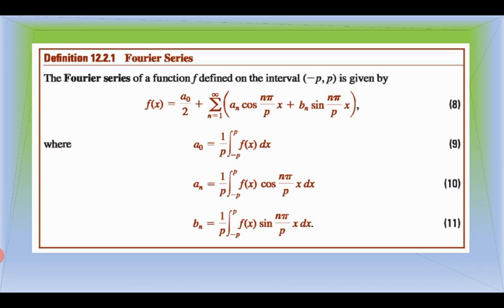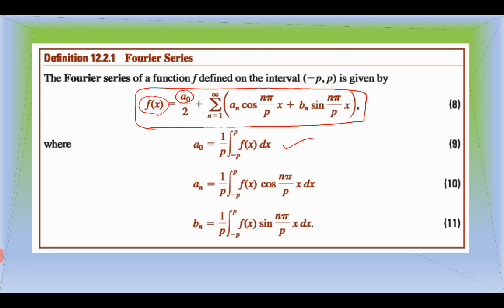So the formulas are written again. This is the formula for Fourier series. Here is what a0 is: integrate f of x with respect to x from negative p to p, and divide the answer by p. p is the half length of the interval, you know. The interval is from negative p to positive p, so the total length is 2p. p is half the length of this interval.